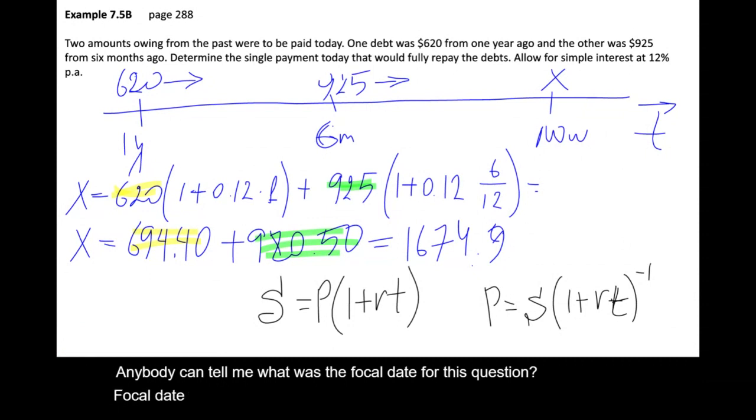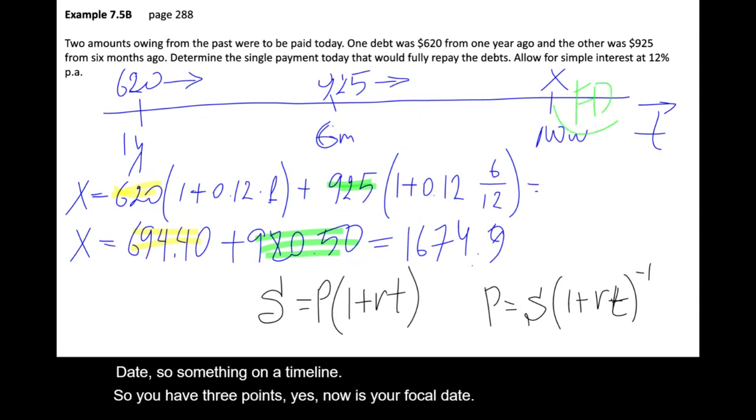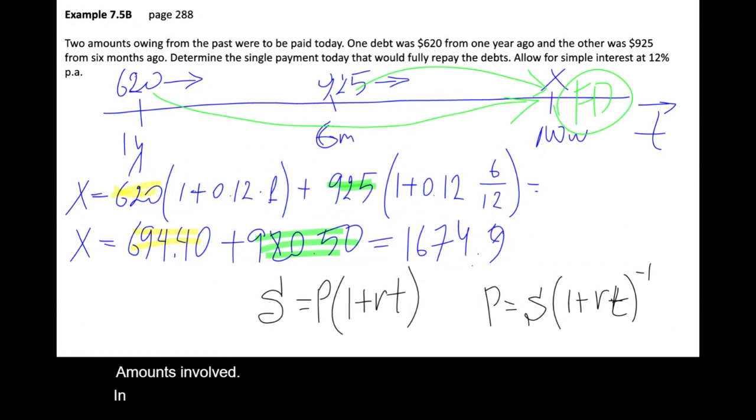Focal date is the date to which we bring all the amounts. No, focal date is only one. Well, 620 is an amount; I'm talking about a date. Date, so something on a timeline. So you have 3 points. Yes, now is a focal date. So that's the date to which we bring all the amounts involved.